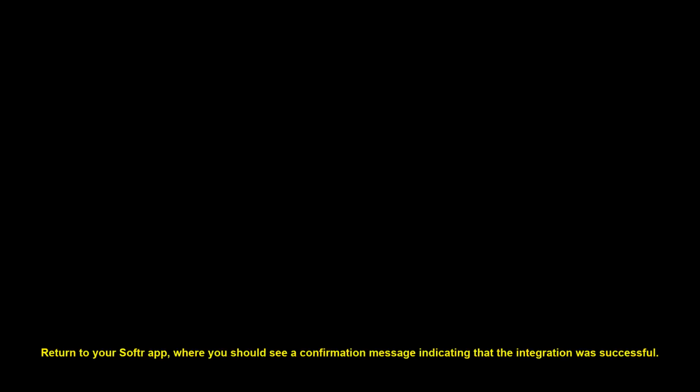Return to your Softr app, where you should see a confirmation message indicating that the integration was successful. You can now set specific options regarding how you want to use Google Calendar within your app. Explore the integration features to customize them according to your requirements.